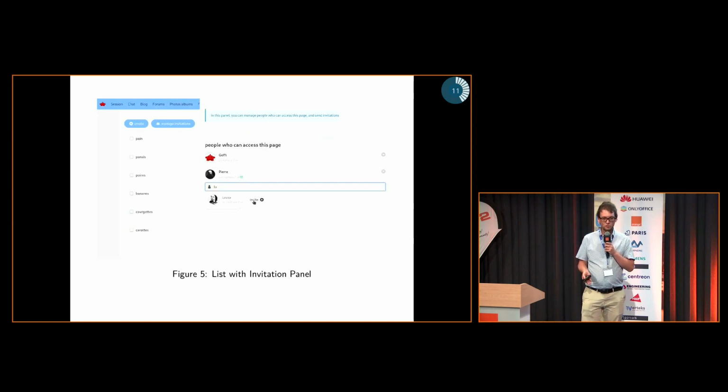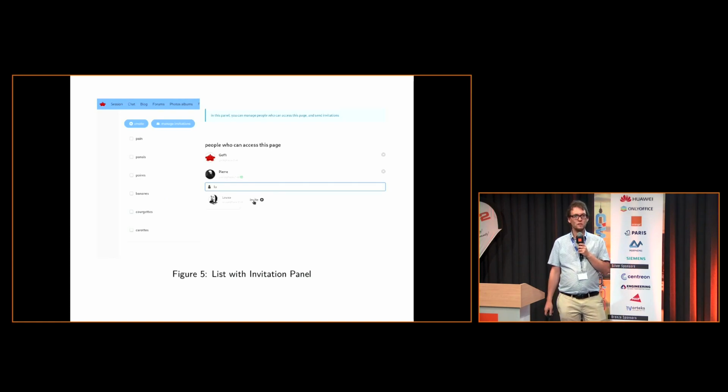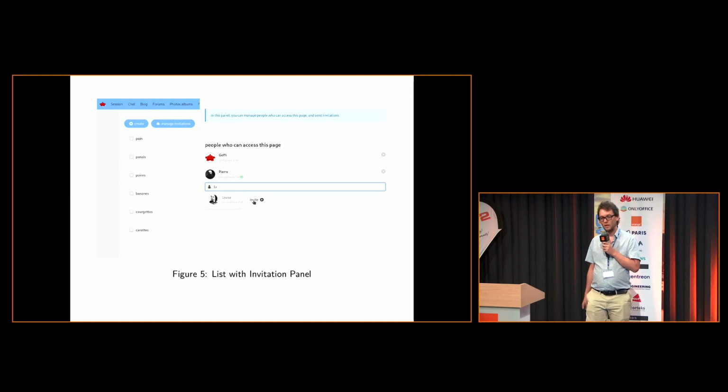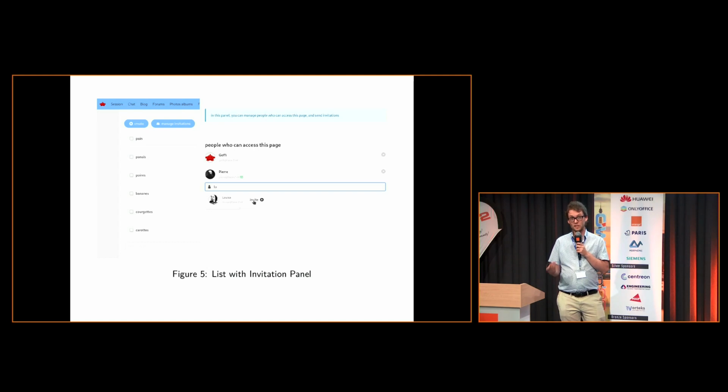There is a list feature which is quite original in the instant messaging world. About lists, it's basically any kind of list. It can be a to-do list, it can be a shopping list, it can be something more advanced like a ticket system. For Libervia itself, we use a list feature to handle feature requests and bug reports.